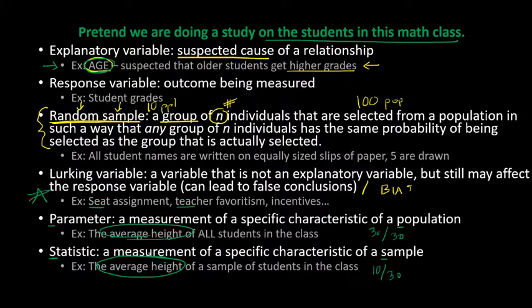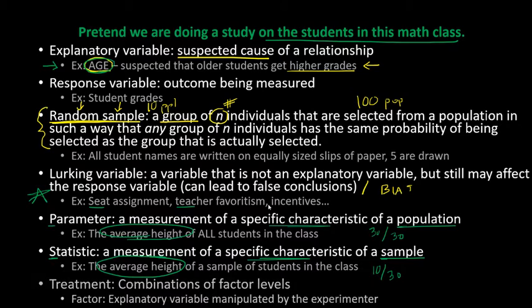So notice that in these two examples, I'm using the same characteristic, right? I'm measuring the same thing. The difference is whether I drew the average height from the entire population or just from a sample of the population, okay? So again, P for parameter, P for population, S for statistic, S for sample.